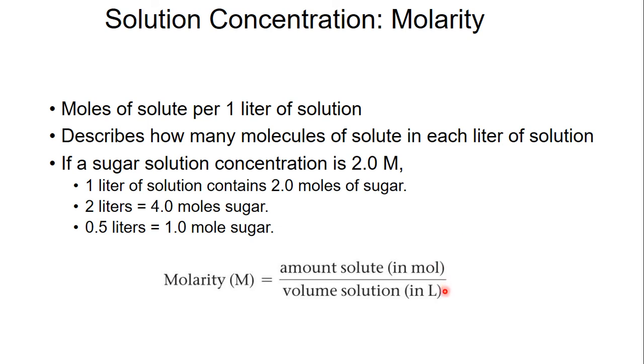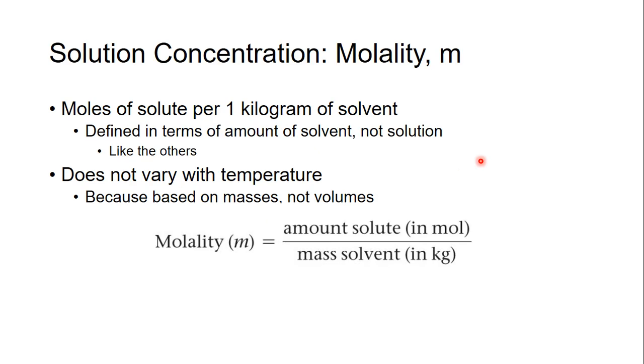So let's look at molarity now. Molarity is moles divided by liters. Let's say you have a sugar solution that has 2 moles per liter. So in 1 liter, you have 2 moles of sugar. In 2 liters, 4 moles of sugar. In 0.5 liters, 1 mole of sugar. Molarity, moles divided by liters. Molality, moles divided by weight. Again, very simple calculation: your moles of stuff divided by your weight of solvent.